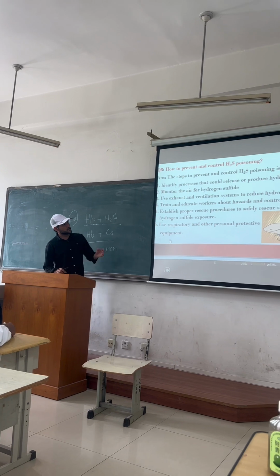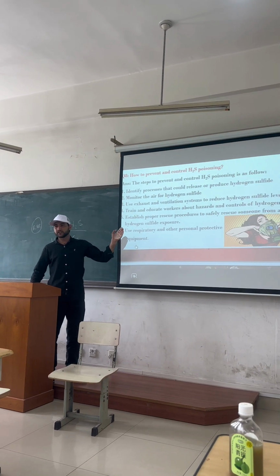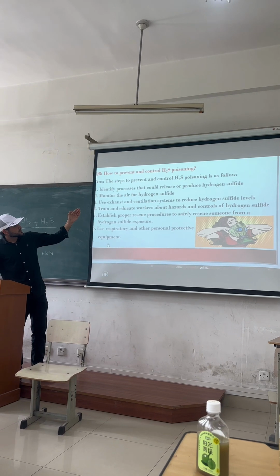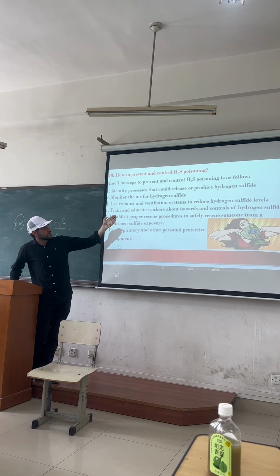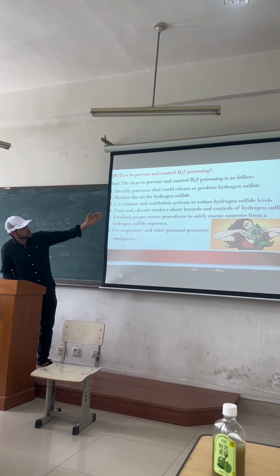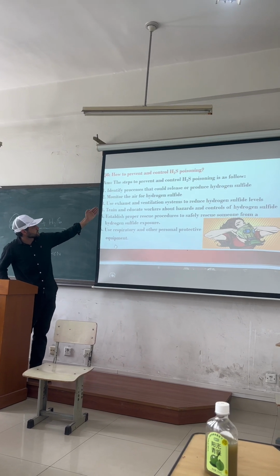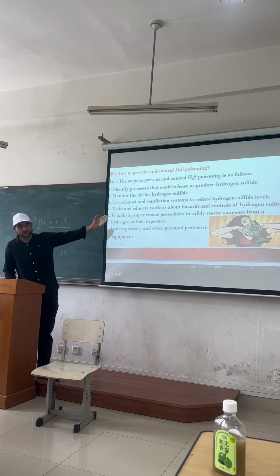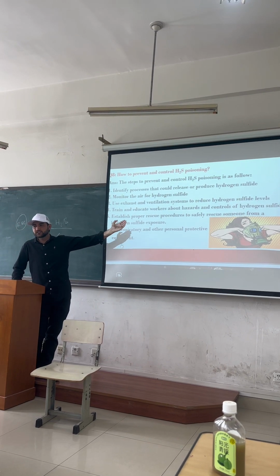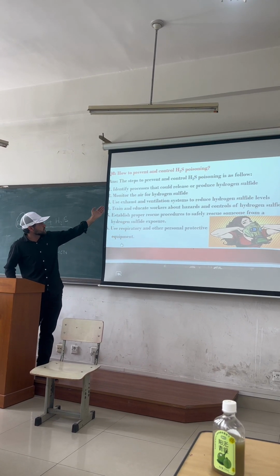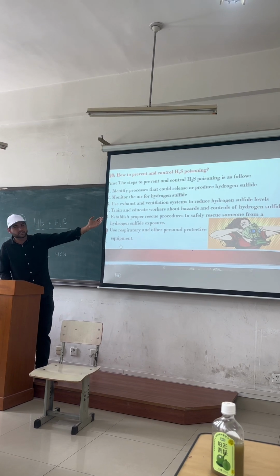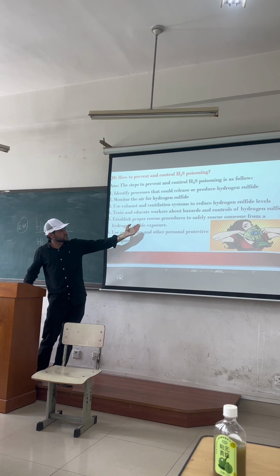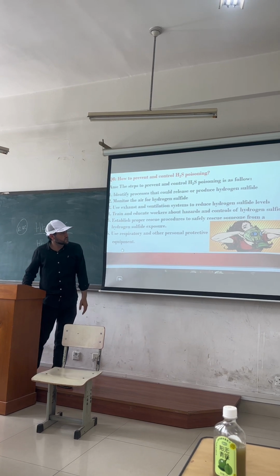How to prevent and control hydrogen sulfide poisoning? Start talking, please. The steps to prevent and control H2S hydrogen sulfide poisoning are as follows. Number one is to identify the processes that could release or produce hydrogen sulfide, firstly to know where it comes from. The second thing is to monitor the air for hydrogen sulfide. And the third thing is to use exhaust and ventilation systems to reduce hydrogen sulfide levels.